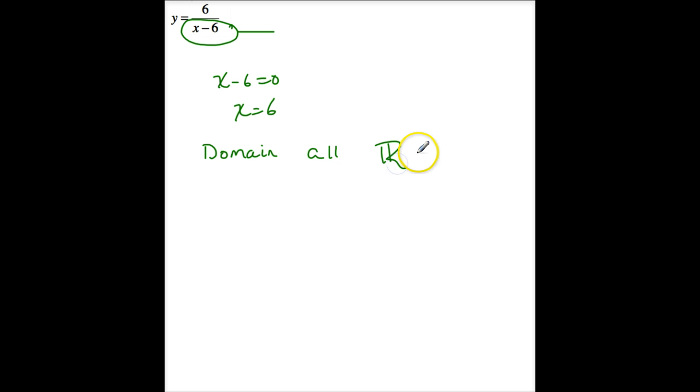Now, what's the domain of this? Well, you look at the denominator, you set it equal to 0. So x minus 6 equals 0 when x equals 6. So there are two ways you can write this. You can say the domain is all real numbers so long as x does not equal 6. Or you can put this one in the interval notation, negative infinity to 6, union, remember your union, 6 to infinity.